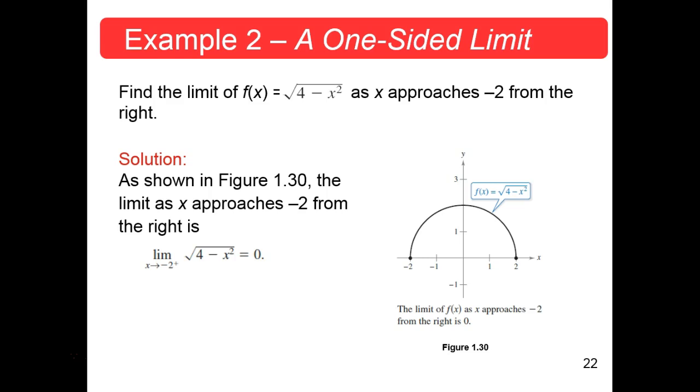And similarly, I threw in x could approach 2 from the left-hand side, the minus side, but it could not approach it from the right-hand side because there's no function over there. It doesn't exist. Okay. Make sense?